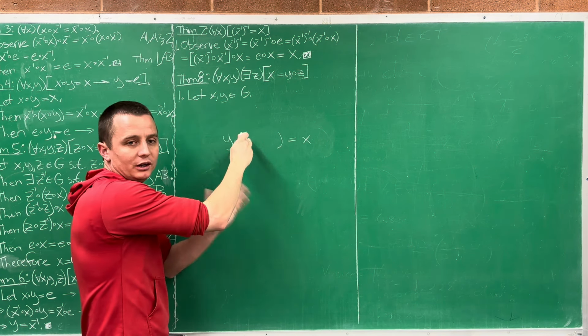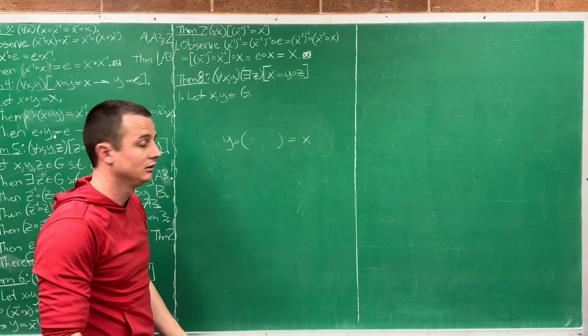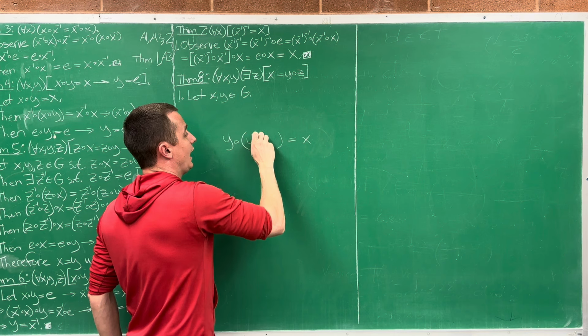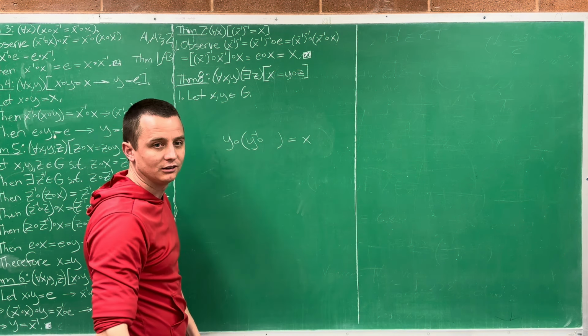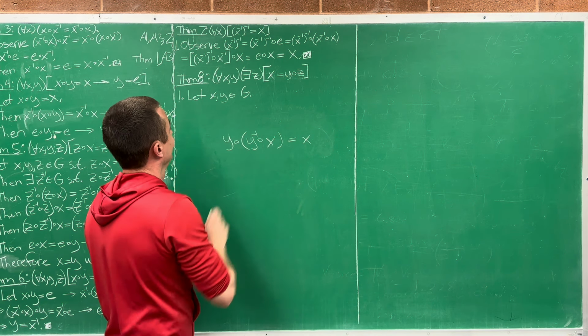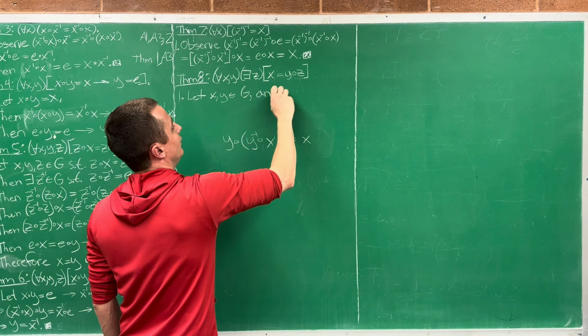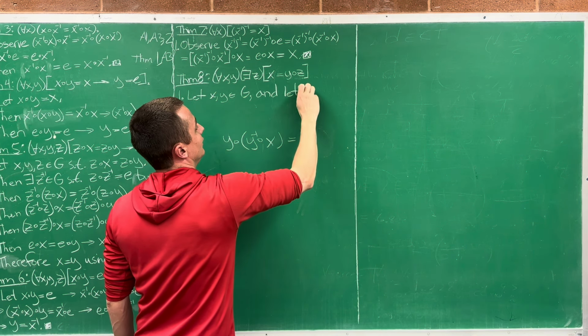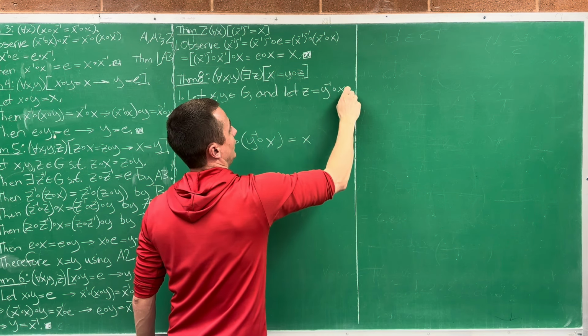What's a symbol I can put here that when I circle with it, it kind of gets rid of my y? The inverse of y. Y inverse. Okay, so that will get rid of my y. Now what do I need to get to x? X. Okay. So let x, y be in G, and let z equal y inverse circle x.